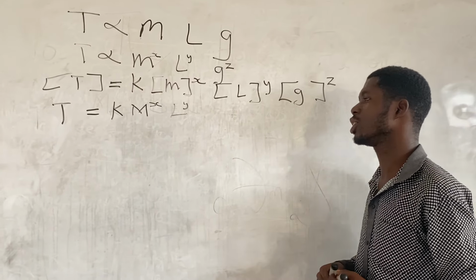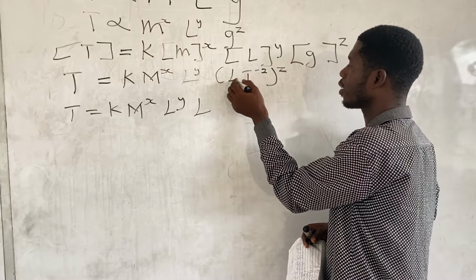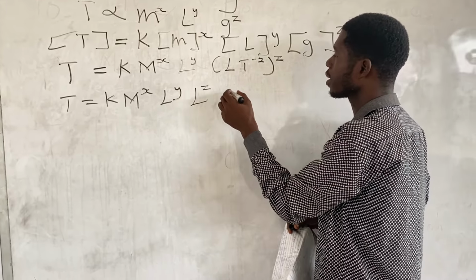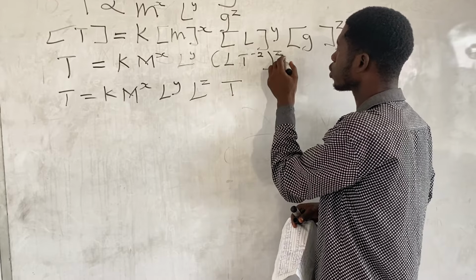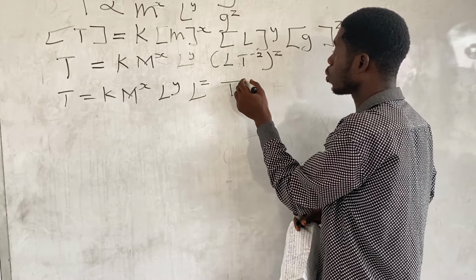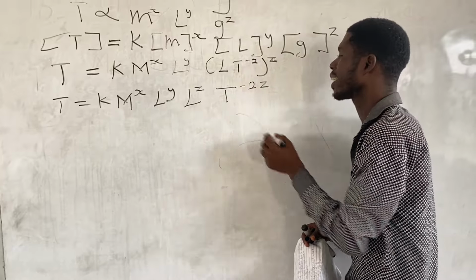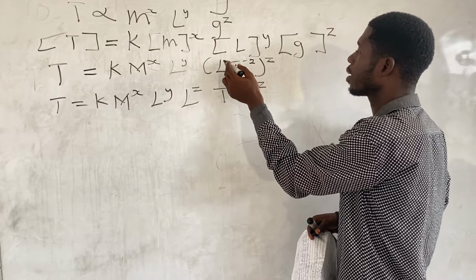So you repeat it. T is equal to K M^X L^Y. Then pause. We are expanding this one. Z will affect this one. So L to the power Z. You are expanding the bracket. T to the power 2 also multiplies by Z, so T to the power negative 2Z. Yes, negative 2Z, because 2 multiplies here.